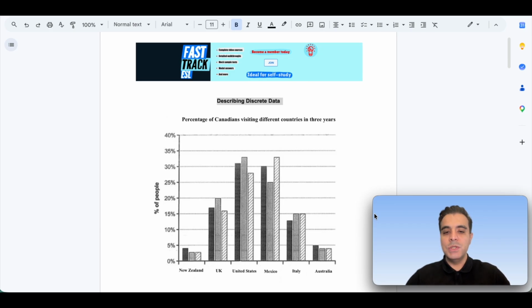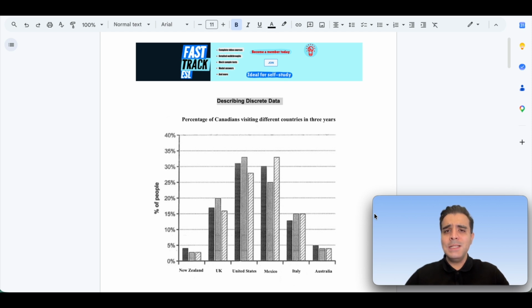For example, sometimes you might want to describe the number of Canadian tourists in New Zealand to the number of Canadian tourists in the UK, the United States, Mexico, Italy, or Australia. You might want to talk about which country had the highest number of Canadian tourists or the lowest number of Canadian tourists. So as you can see, it is not about describing changes, but rather describing the state or the amounts at a specific point or across various categories.